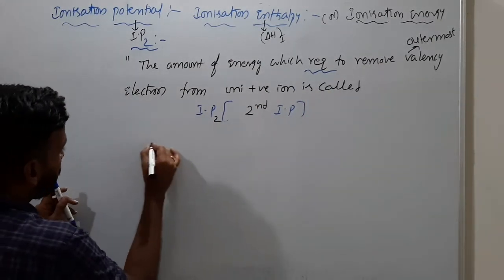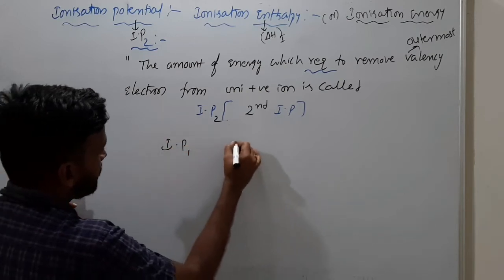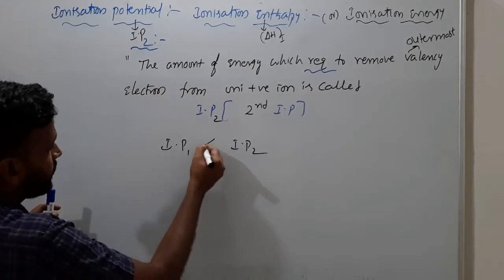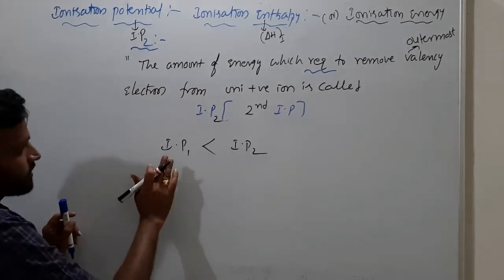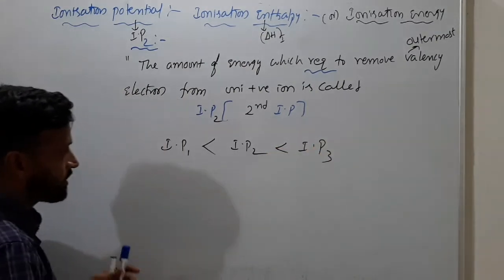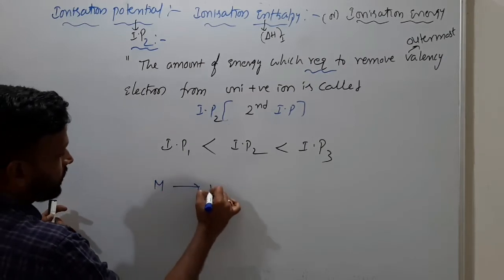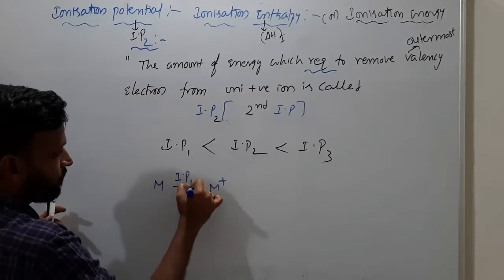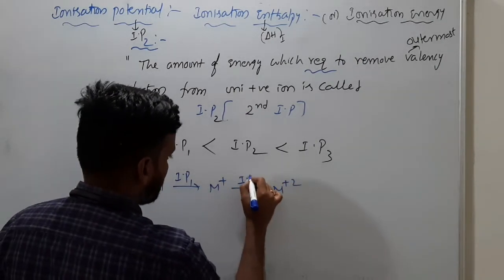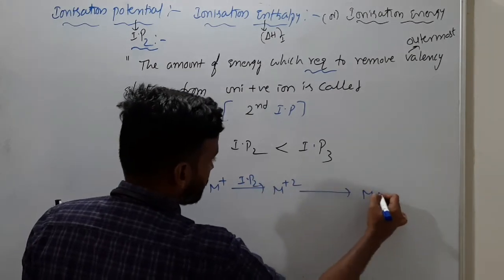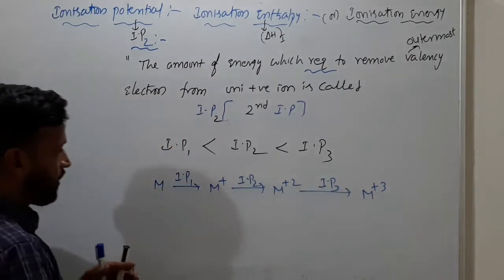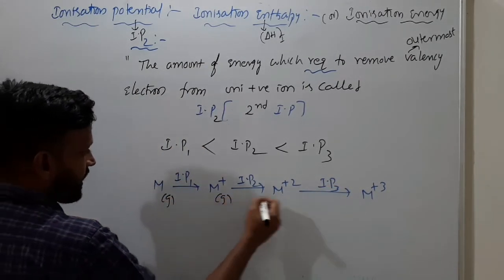Now my question: which one is big, IP1 or IP2? IP2 is greater than IP1, or IP1 is less than IP2, and IP2 is less than IP3. Because M converting to M plus is ionization potential 1, M plus converting to M plus 2 is ionization potential 2, and M plus 2 converting to M plus 3 is ionization potential 3. All are in the gaseous state.